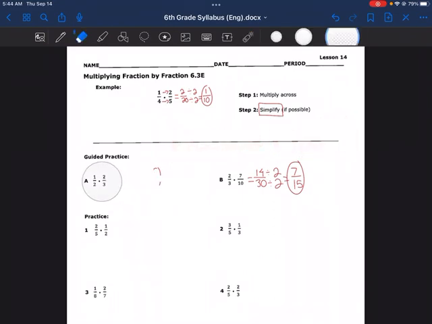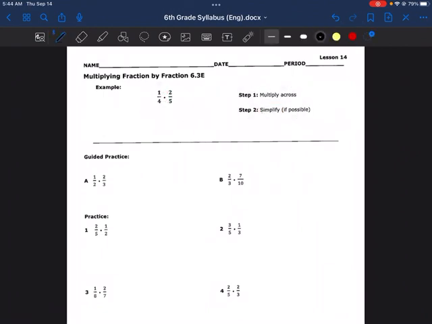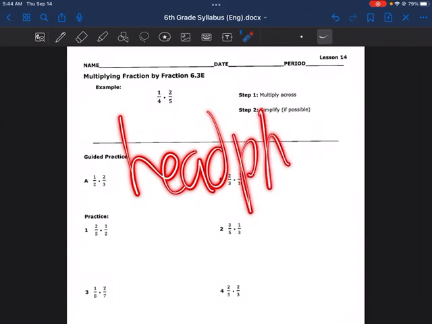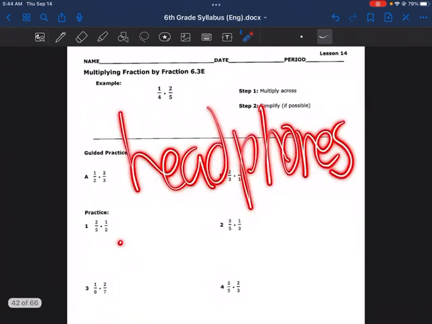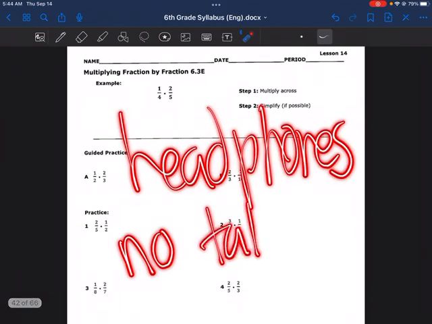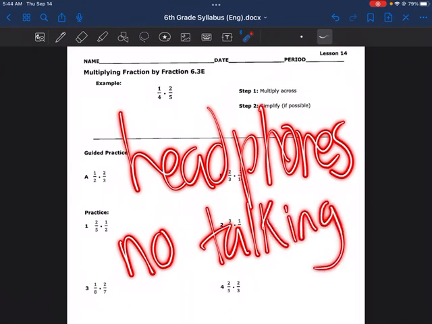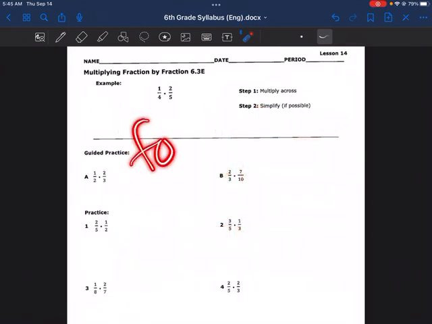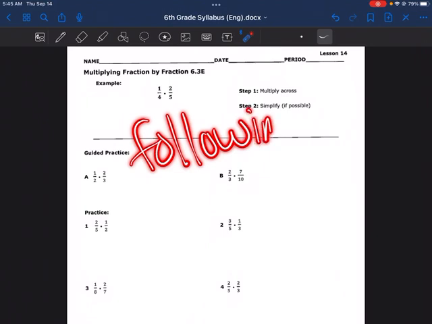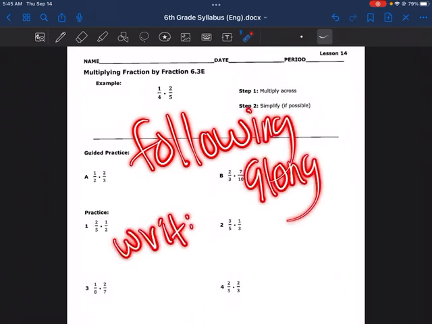Now, you're going to be using your headphones for this, making sure no one's talking, because in order to finish, you need to be following along and writing what I am writing.